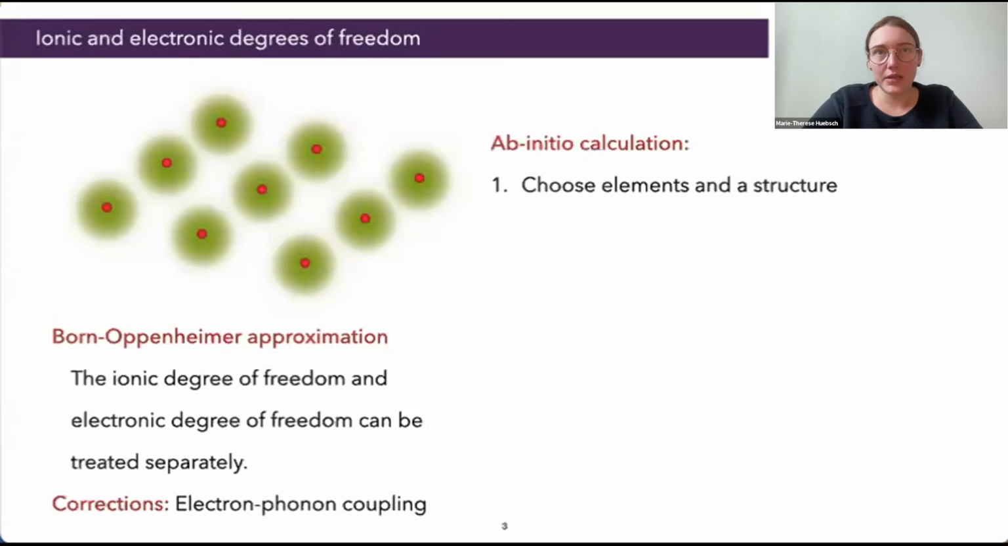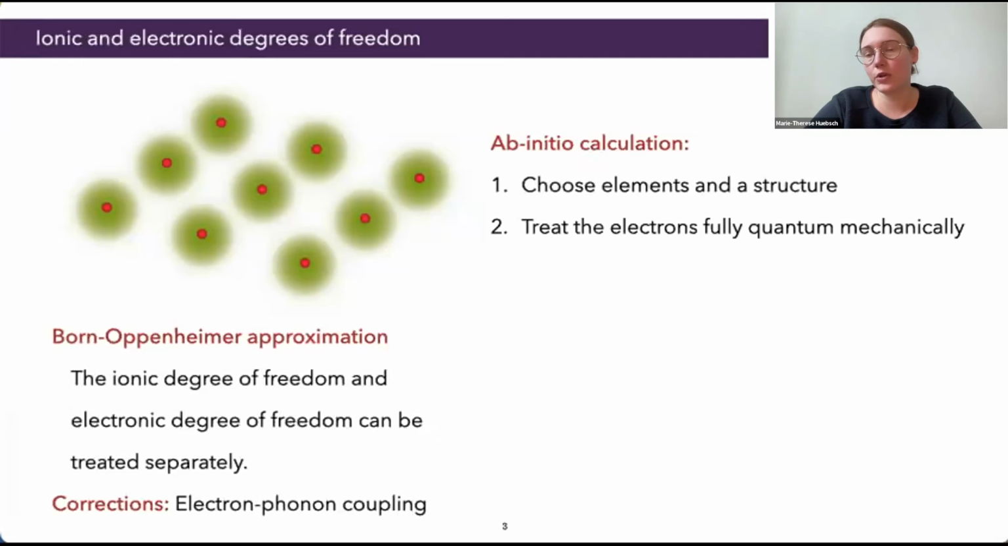This means an ab initio calculation comprises first choosing the elements and their initial position, then treating the electrons fully quantum mechanically, and thirdly, updating the ionic positions based on the electronic ground state. We can repeat step 2 and 3 until all forces vanish to find a stable structure. And as you see, the ionic and electronic states still influence each other in this iterative process.